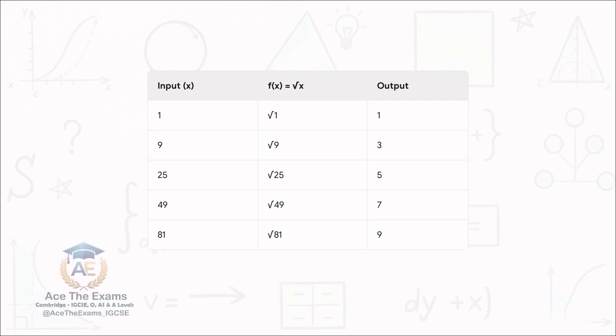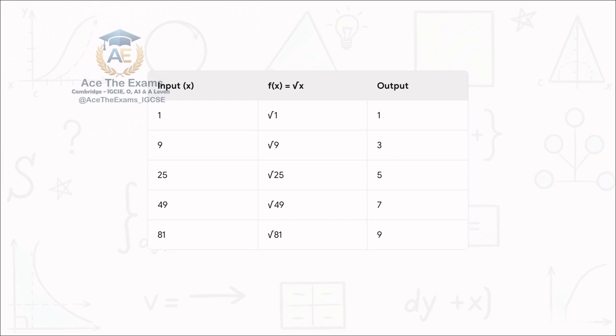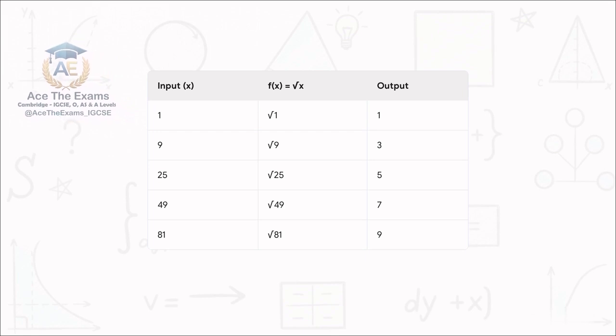Here we have a set of inputs: 1, 9, 25, 49, and 81. Our factory machine's rule is simply the function f of x equals the square root of x. When we feed these inputs into the machine, they map perfectly to their positive square roots. 1 becomes 1, 9 becomes 3, 25 becomes 5, 49 becomes 7, and 81 drops out as 9. It's a perfectly clean, predictable relationship.